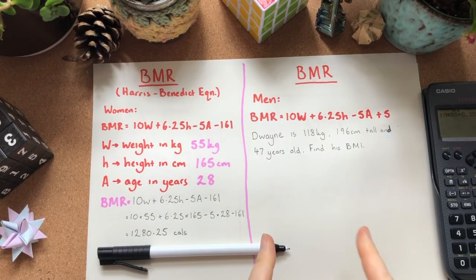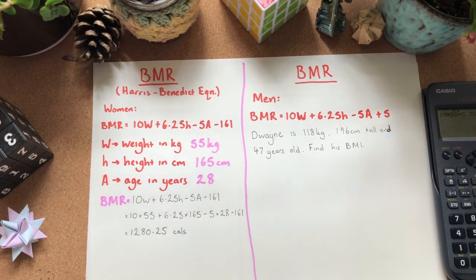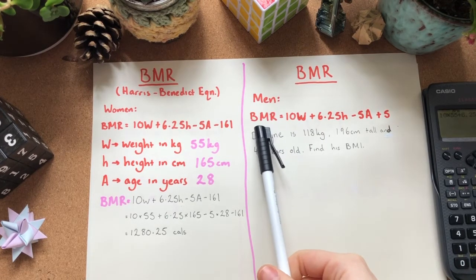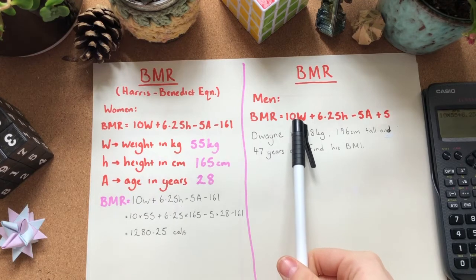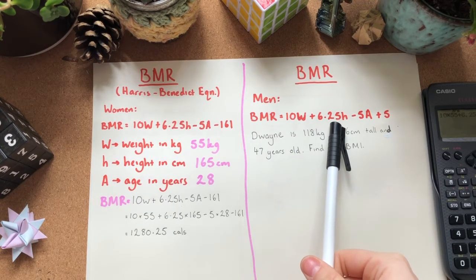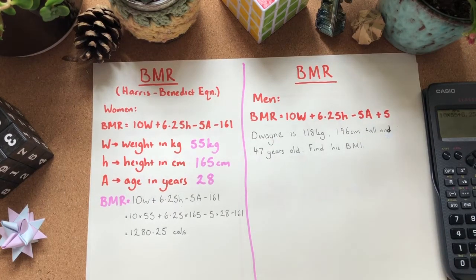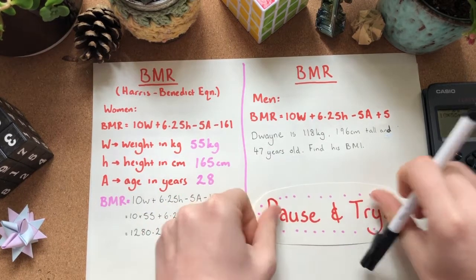Okay, one for you to have a go at. You'll probably figure out who this is, but the BMR is slightly different for men. So the BMR is 10 times the weight plus 6.25 times the height minus 5 times the age plus 5. And we're looking at Dwayne, who is 118 kilograms, 196 centimeters tall, and 47 years old. I hope you know who that is. We need to find what Dwayne's BMR is. We'll compare it to mine as well. So, have a go.